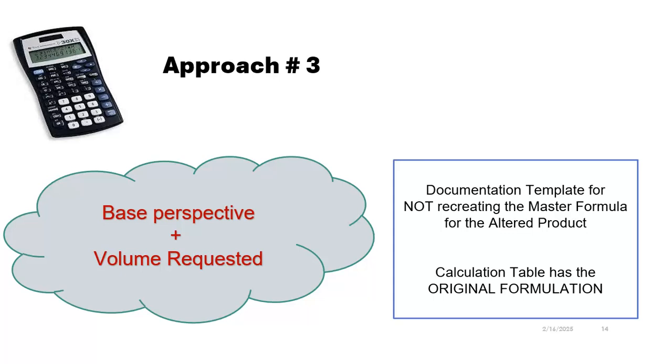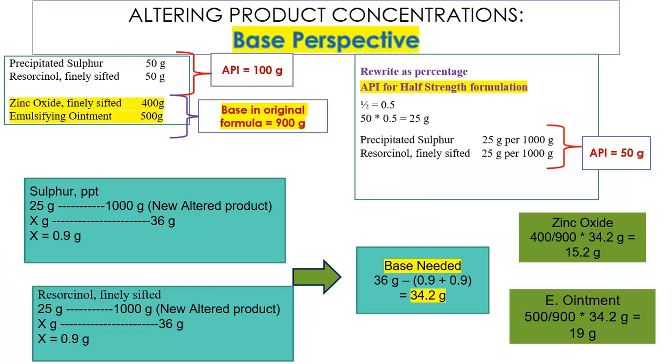Now, what if you don't want to alter the master formula and recreate your own master formula, but you want to use the existing one with a slight modification? And so we're looking at the documentation practices for this recording. Now, we had done the calculation and recognized that the active is 100 grams combined for sulfur and resorcinol. The zinc oxide is 400 plus 500, 900 grams combined. We already figured out that half strength, which is what was requested, we multiply the active by a half, which is 0.5, to give us 25 grams each.